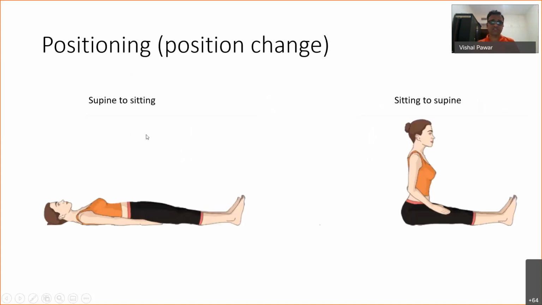And positioning means if a person changes position and then the dizziness appears. If a person from the supine position sits up, or from the sitting position lies down, and then develops vertigo or dizziness, then it is called positioning dizziness or vertigo. So this is about the cases.